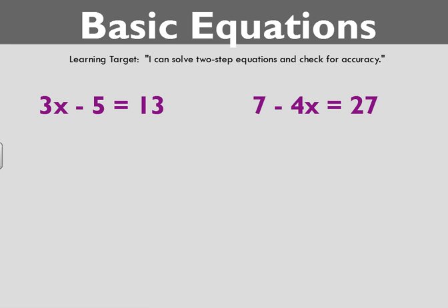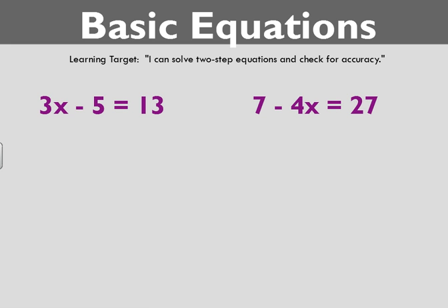And your learning target today is: I can solve two-step equations and check for accuracy. That obviously involves one-step equations too, but we went for the two-step equations and check for accuracy, and that is a check. And I know you've done those before too. So we'll start with this one. It says 3x minus 5 equals 13.